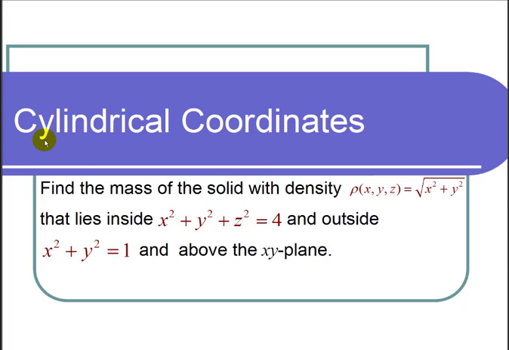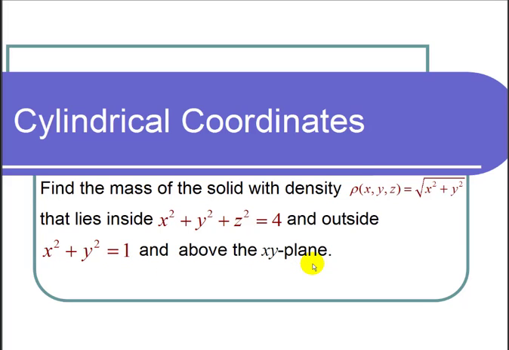This is a video on cylindrical coordinates. The question states, find the mass of the solid with density rho of xyz equals the square root of x squared plus y squared that lies inside the sphere x squared plus y squared plus z squared equals 4 and outside the cylinder x squared plus y squared equals 1 and above the xy plane.